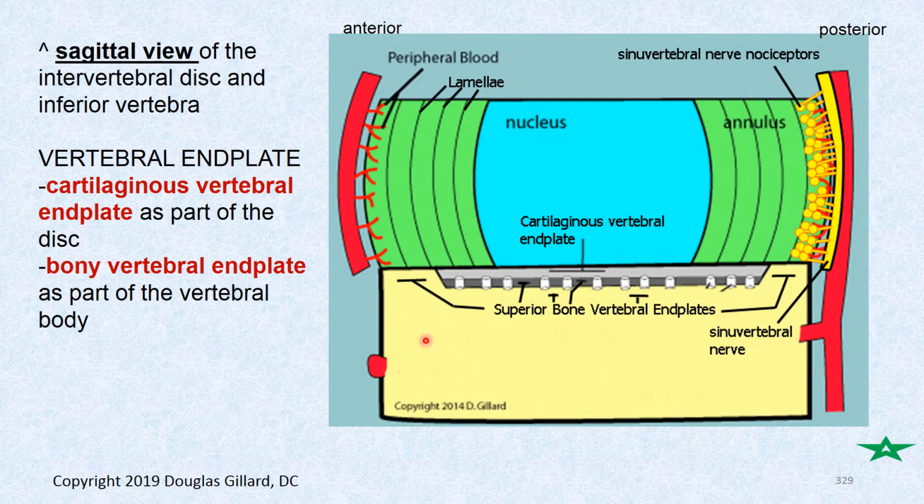This is a sagittal section of a motion segment, mid-sagittal in fact, and it's a cut through the disc. Here's the anterior portion of the disc. Here's the posterior portion of the disc. We removed the vertebral body above, but we kept the inferior member of the motion segment. And I want to talk about a couple things here.